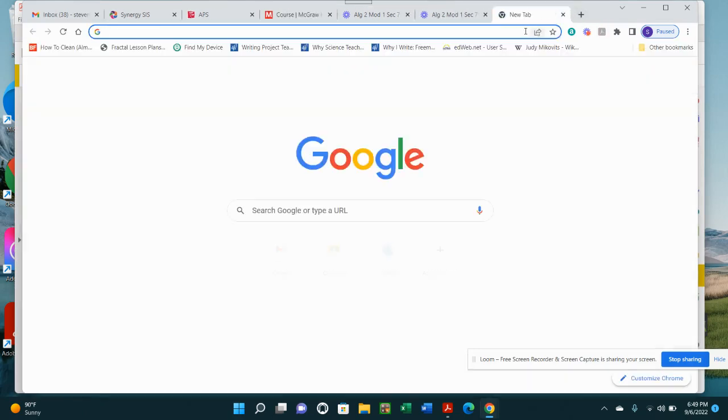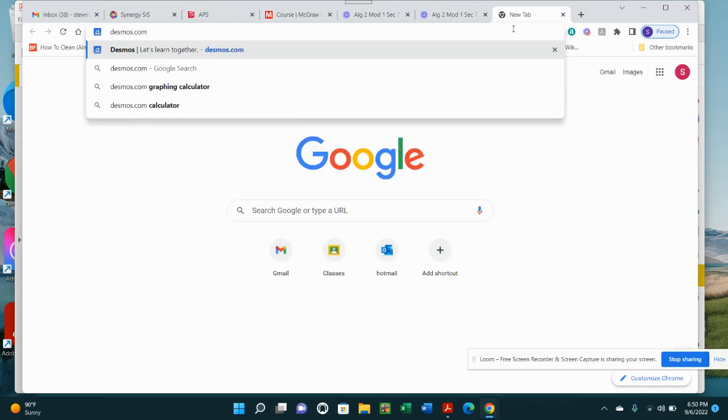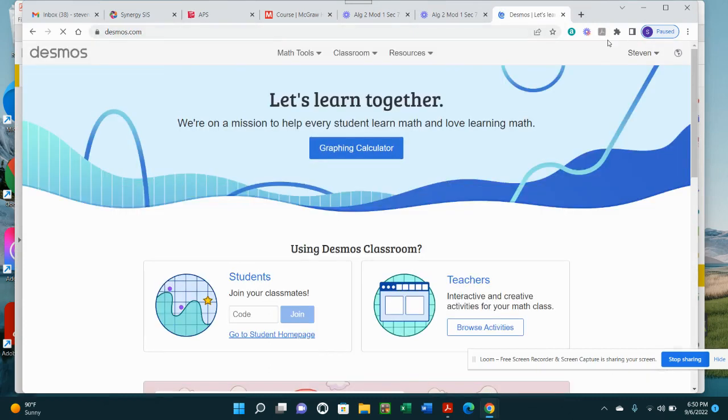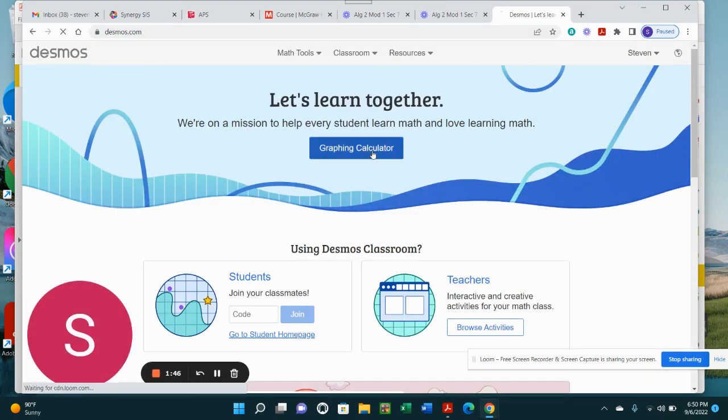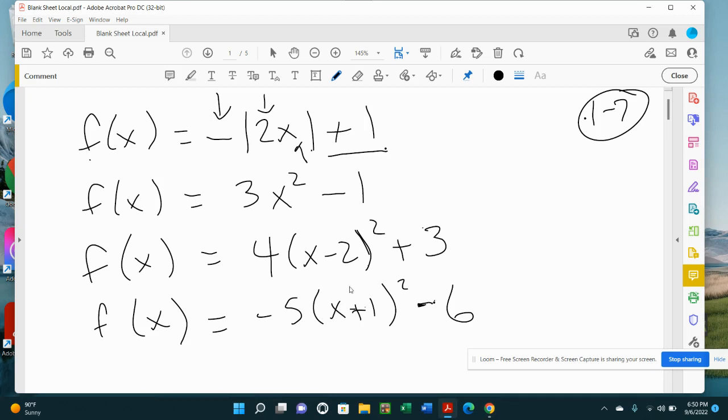So a good thing to do is to go to Desmos.com. And of course, log into your student account, go to Graphing Calculator, and we can type it in. I want you to see how to do this because I think it's really important to predict things and see what it looks like. So we're going to do this first one.